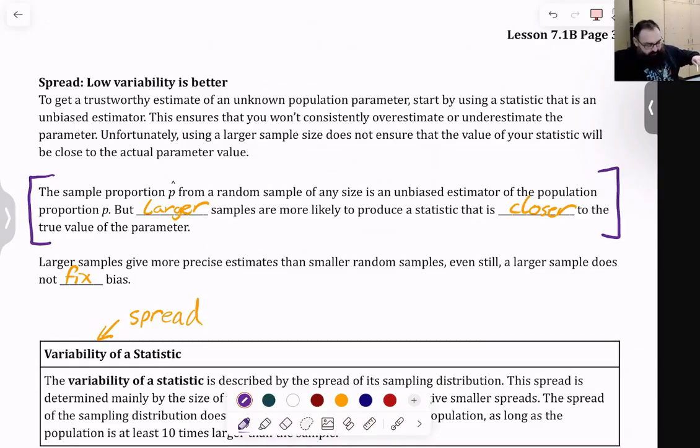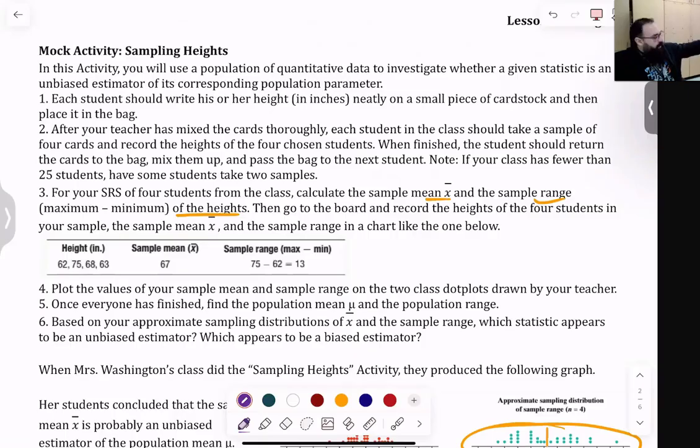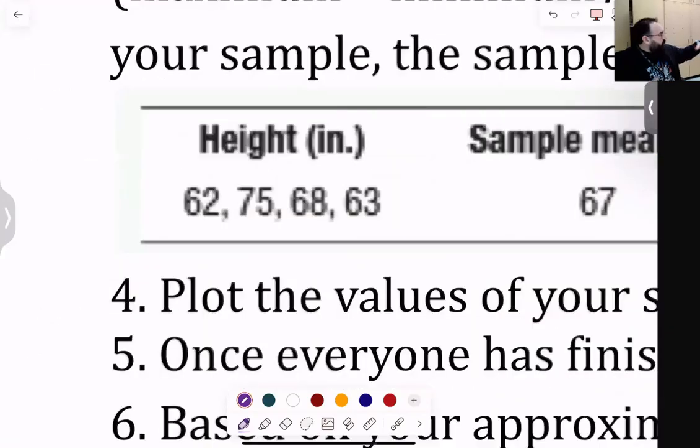Remember the example we did up here where everybody grabbed 4 heights and then found the sample mean. The sample size for this was 4. It doesn't matter how many times you repeat it, the sample size was 4. If we had each one of you grab 10 names and then find the average, or grab 20 names, the bigger each individual sample is, the more precise it's going to be. It doesn't matter how many times it's repeated. What matters is how big the sample is each time it's repeated.